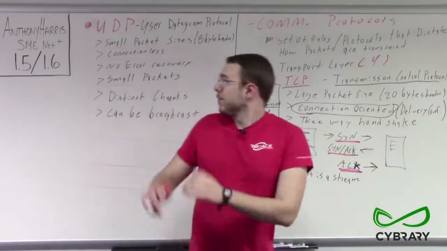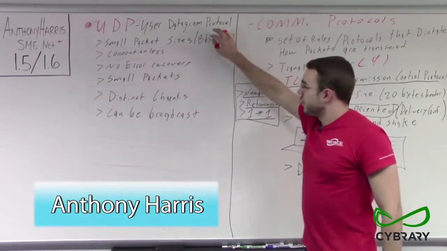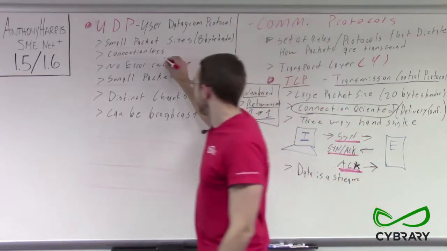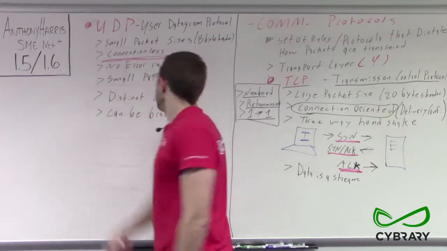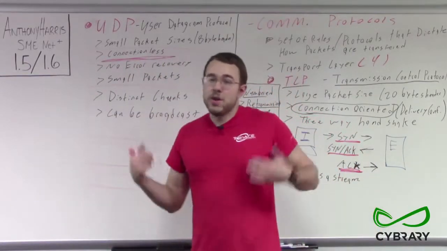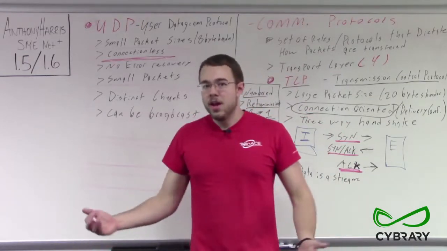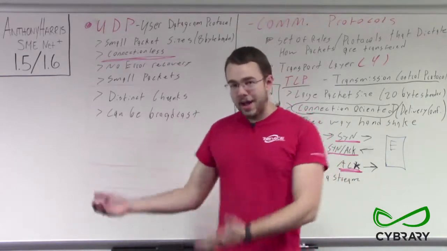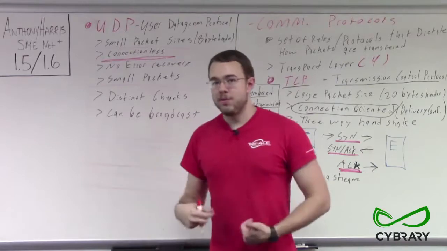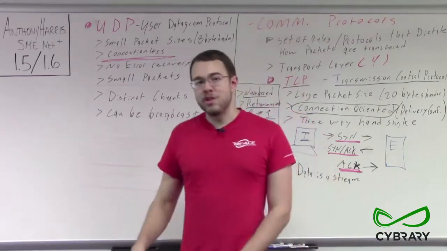Now UDP. UDP is User Datagram Protocol, and the biggest thing to remember about UDP is that UDP is connectionless. UDP does not have to verify a connection before it starts sending data. UDP doesn't do a three-way handshake. UDP doesn't care if the data got there or not. Well, it cares that the data got there, but it's not going to verify that the data got there. It's not going to wait for a read receipt. It's not going to number its packets. It's not going to perform retransmission.